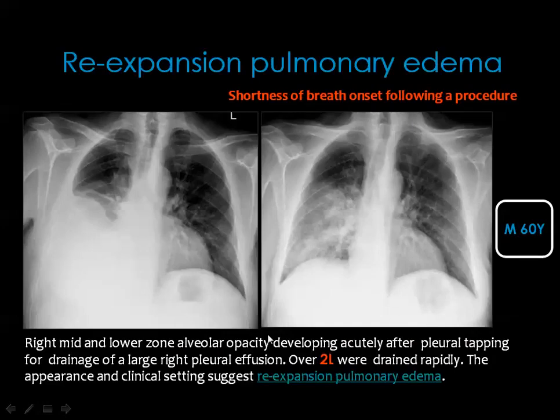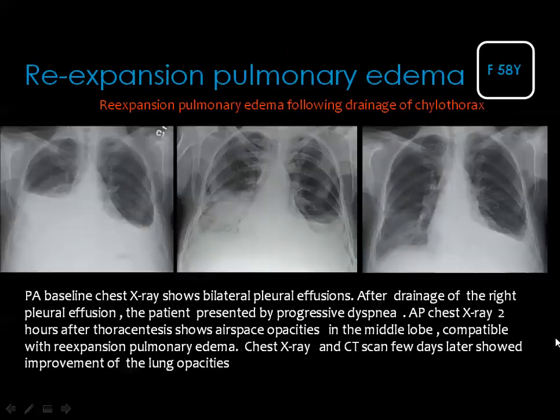This is an example, and you can see there is pleural effusion on the right side, and over 2 liters were drained rapidly. There is adequate drainage, but the underlying lung parenchyma is now opaque, and this is known as re-expansion pulmonary edema. I will discuss also the different types of pulmonary edema in intensive care patients in the second part of this topic. And this is another example.